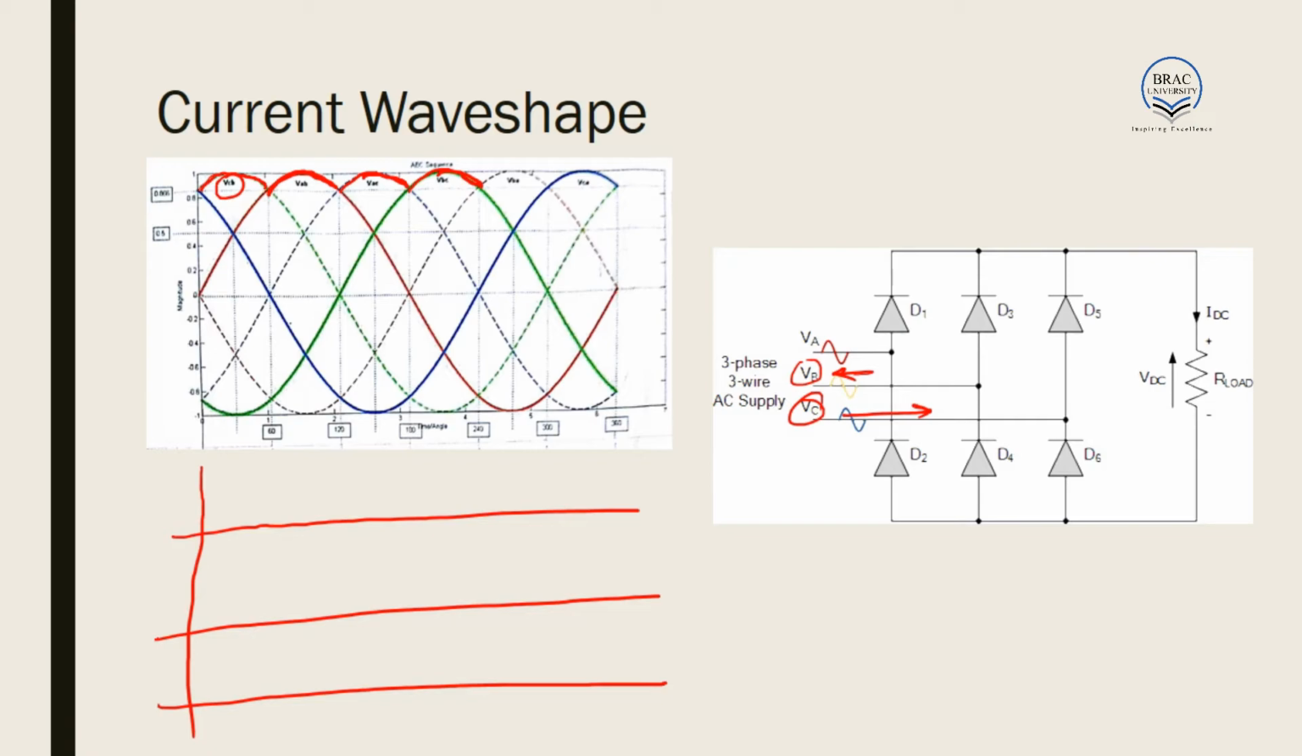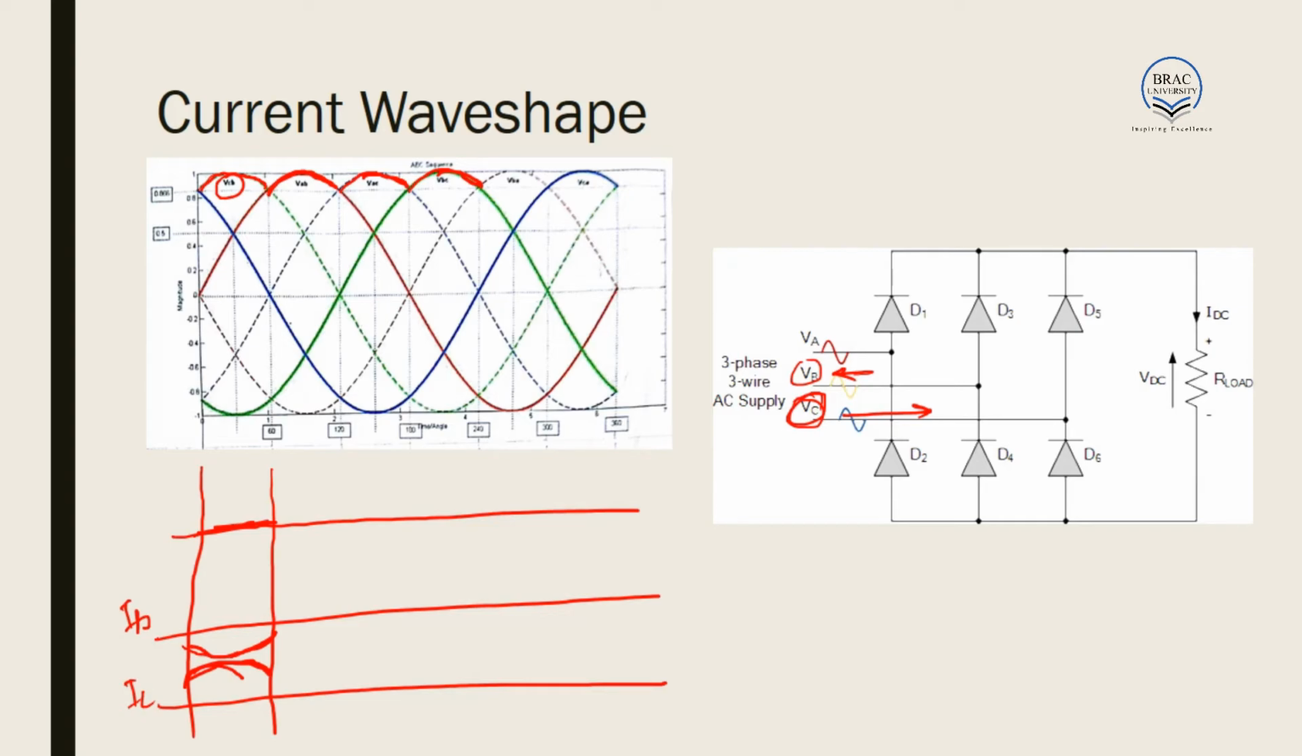So if we consider the current going out from a node as positive and current going in as negative, then in case of VCB, C will have a positive value of current IC, and B will have a negative value of current. This is our IB, and IA will be 0 because nothing flows from the A direction.